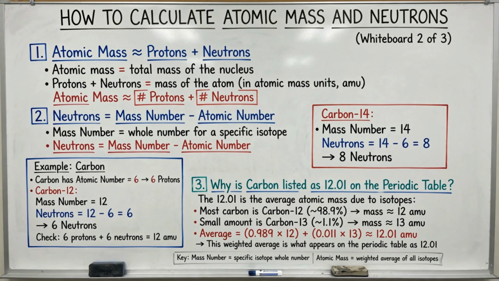By memorizing these 3 simple rules, matching the atomic number, subtracting for neutrons, and remembering averages, the periodic table transforms into an incredibly simple cheat sheet.